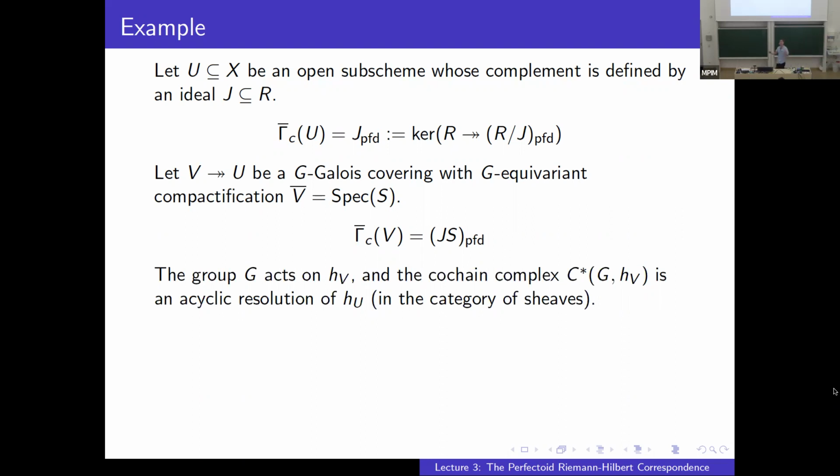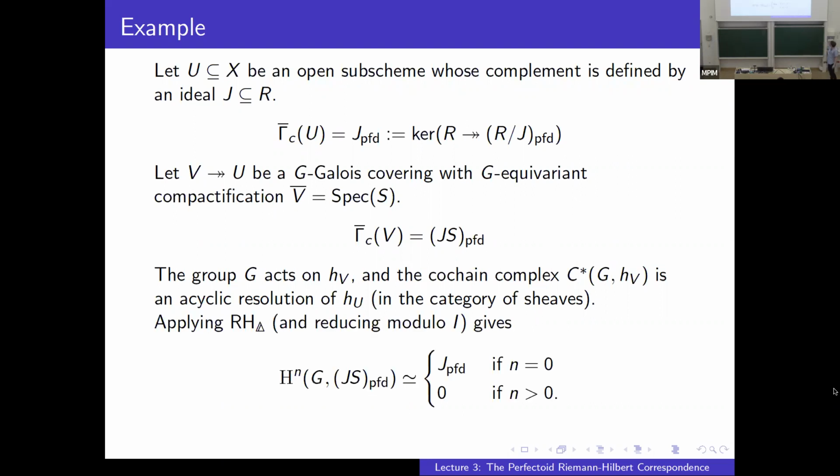Now, if you believe what I said on the previous slide, that there's this exact functor from the category of constructible abelian sheaves satisfying some properties, then you should be able to apply it to this acyclic resolution and get some resolution in the world of Frobenius modules. So if you take that and you reduce it modulo the ideal I, you learn something, which is that if you take the cohomology of the group G acting on this ideal J S, that looks like J in degree 0 and vanishes in all other degrees.